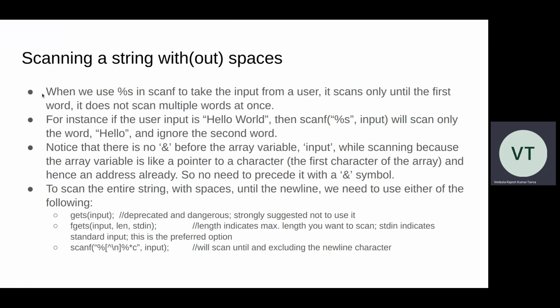All right. So these are some points which we saw already. When we use percentage s in scanf to take the input from a user, it scans only until the first word. It does not scan multiple words at once. For instance, if the user input is hello world, then scanf percentage s will scan only the word hello and ignore the second word world. Notice that there is no ampersand before the array variable input, right?